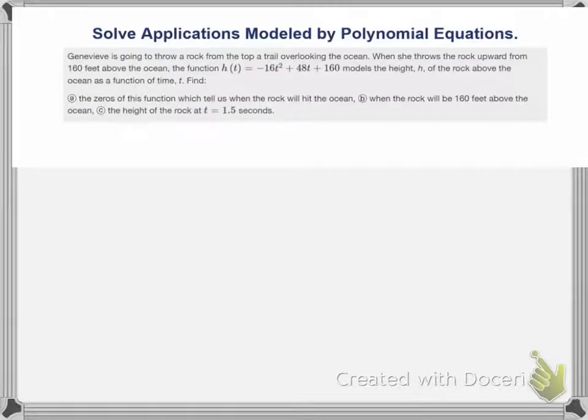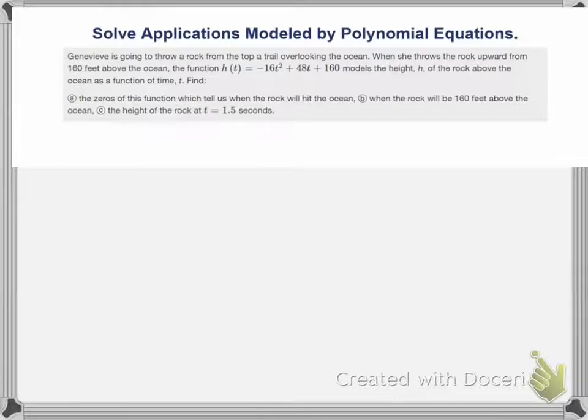In this example, we will see how we can use a polynomial equation to model an application problem. Genevieve is going to throw a rock from the top of a trail overlooking the ocean. When she throws the rock upward from 160 feet above the ocean, the function h of t equals negative 16t squared plus 48t plus 160 models the height h of the rock above the ocean as a function of the time t.